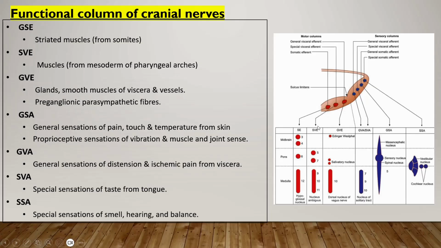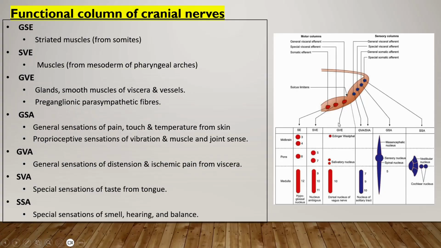Okay. Now here you see special visceral efferent. I already told you special visceral efferent means that it is going to supply the muscles arising from the pharyngeal arches. So the fifth nerve nuclei will supply the muscles arising from the first arch. The seventh nerve will supply the muscles arising from the second pharyngeal arch. The ninth will supply the third pharyngeal arch, the 10th the fourth pharyngeal arch, and the 11th the sixth pharyngeal arch.